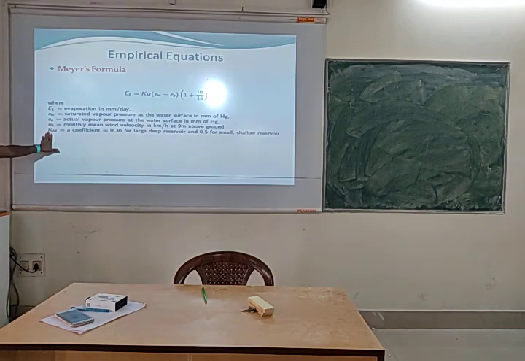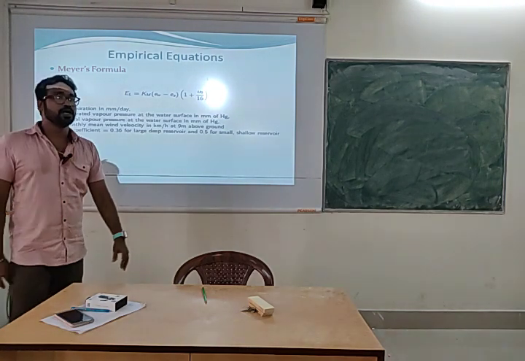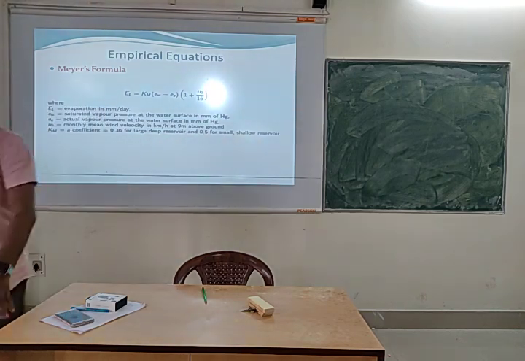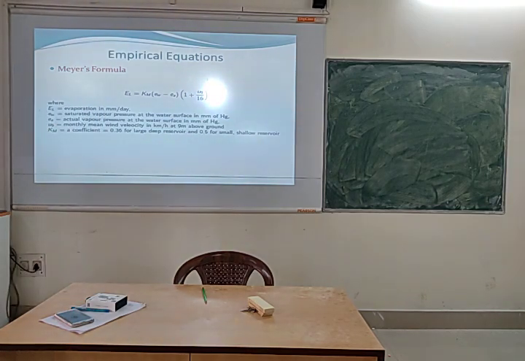And instead of K, we have Km for Meyer's formula, and that is also a sort of coefficient, equal to 0.36 for deep reservoirs and 0.5 for small reservoirs. Now why are we taking two different coefficients, 0.36 and 0.5? Because we have seen that one of the factors of evaporation is the depth of the water body as well, right?